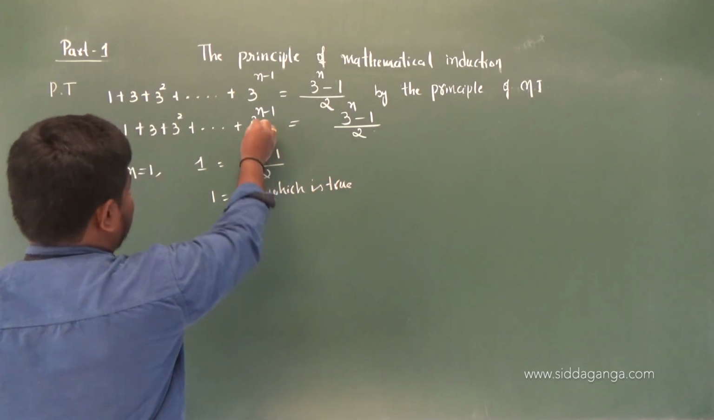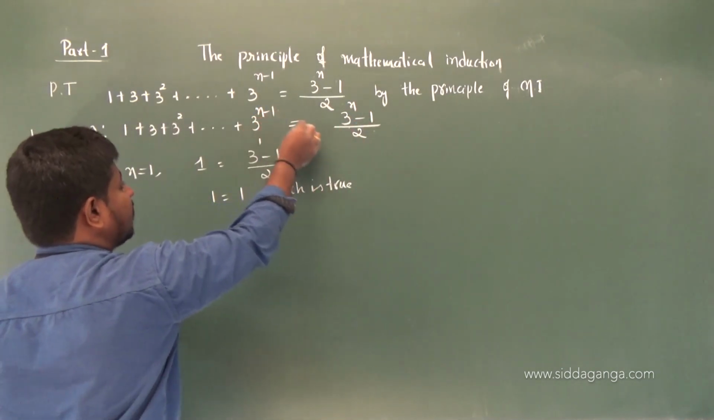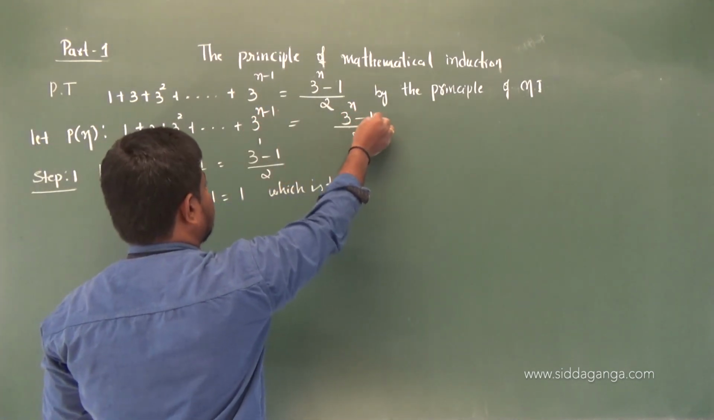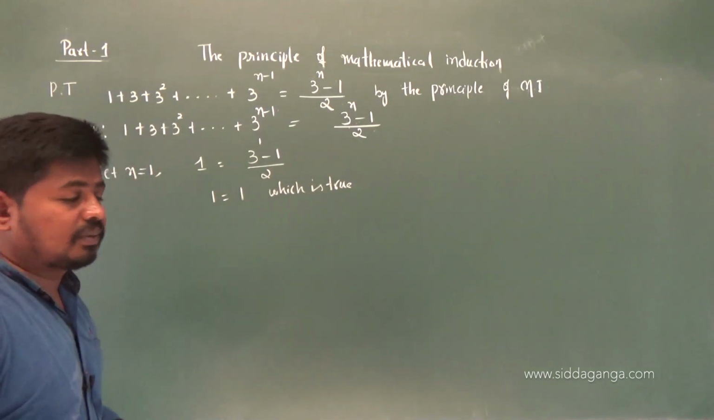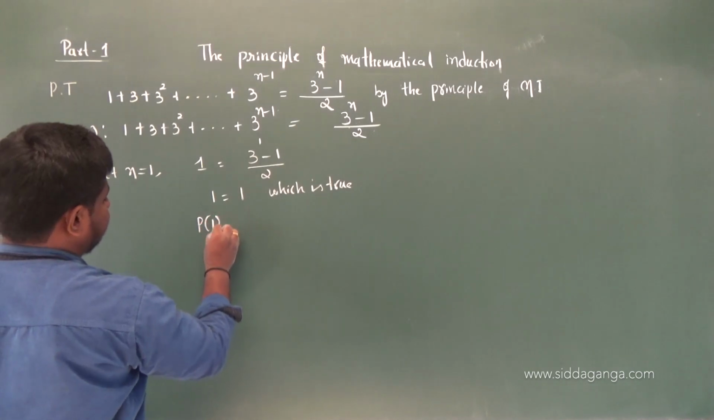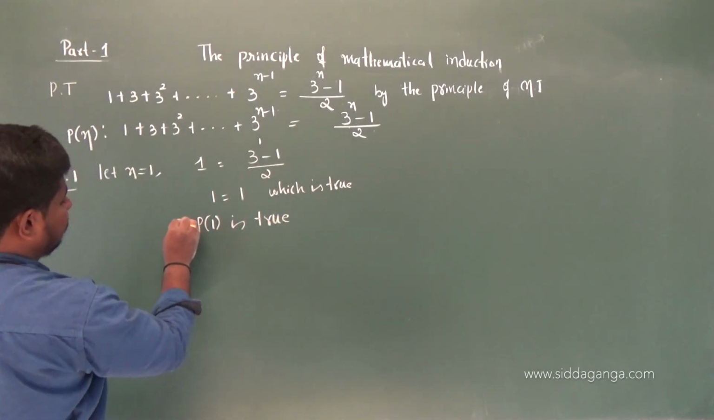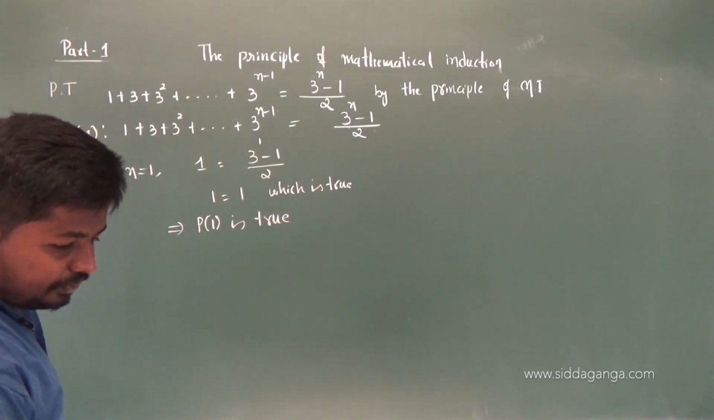Don't confuse 3 power of n minus 1 with 3 power of n, minus 1. In the first, in the power we have n minus 1. Here it is 3 power of n, minus 1. Okay, don't confuse it. So which is true. Hence P of 1 is true. So the first step is what? P of 1 is true.